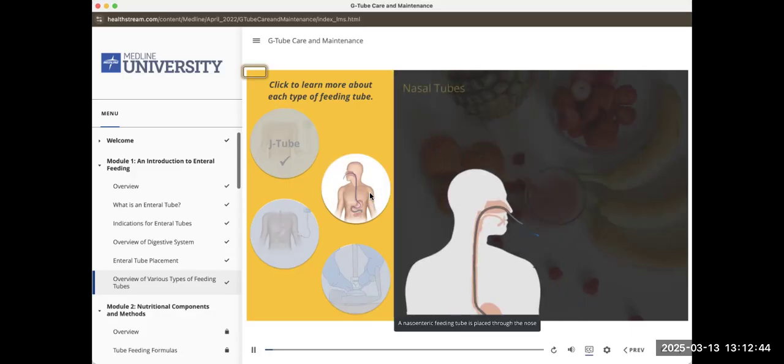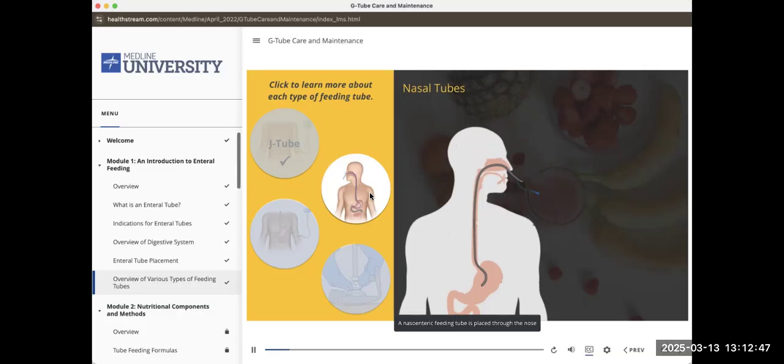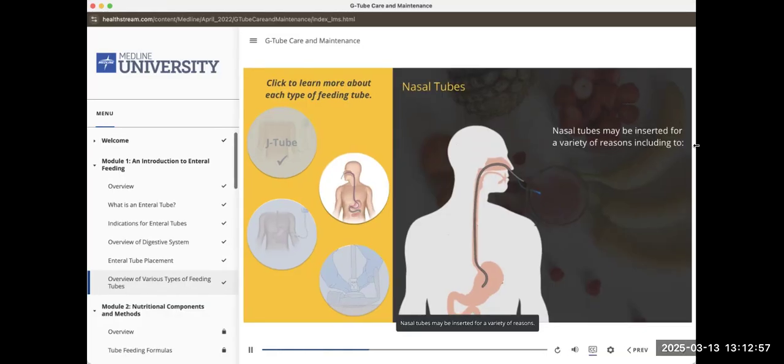A nasoenteric feeding tube is placed through the nose and advanced until it reaches the stomach or small intestine. Different size tubes may be used. Nasal tubes may be inserted for a variety of reasons.